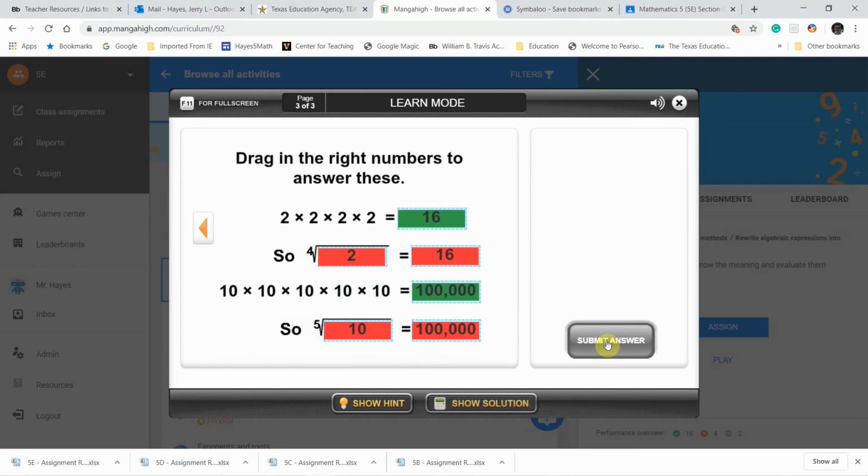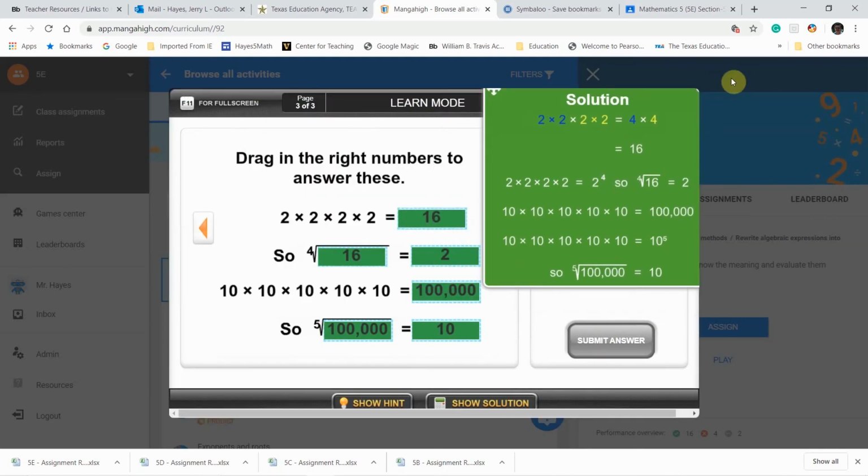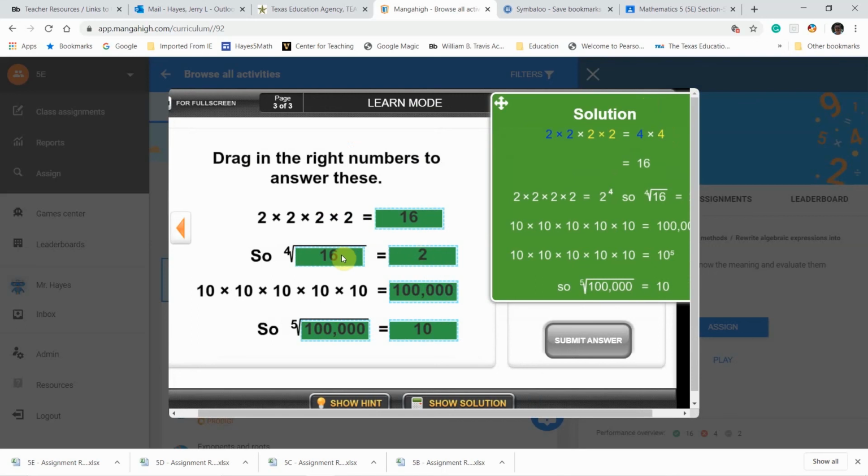What did we do wrong? Oh no. Look, it shows us what we did wrong. Isn't that amazing? 2 times 2 times 2 times 2 equals 4 times 4. 2 times 2 is 4, and 2 times 2 is 4, and 4 times 4 equals 16. We got that part right, right? But we reversed these. This should have been 16, and this should have been 2. And we did the same thing down here, right? We had 10 in here and 100, 1,000 out here, and it should have been reversed. Okay? Does that make sense?